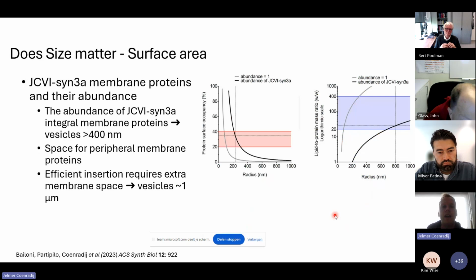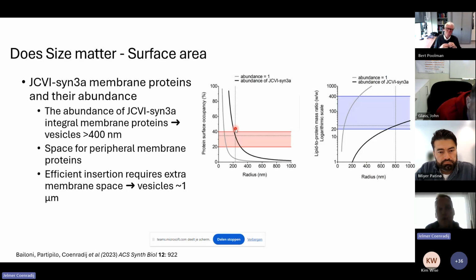What we also did is to take a look at the membrane proteome of the JCVI. We plotted the protein surface occupancy versus the radius. The red area in this graph is the protein surface occupancy that is found in nature, in microorganisms. And the black line is the membrane proteome of the JCVI. So if we were to reconstitute the membrane proteome of the JCVI at an occupancy found in nature, we would need a vesicle with a radius of at least 200 nanometers.